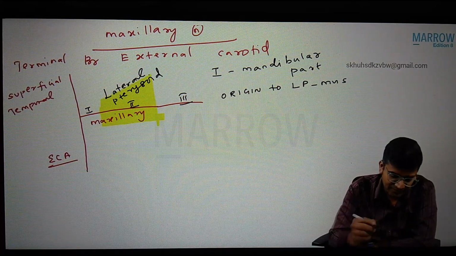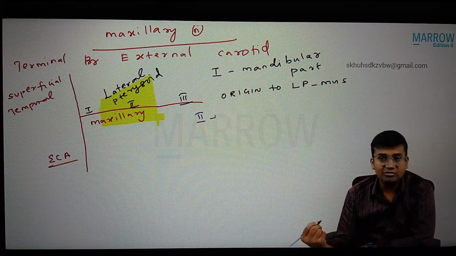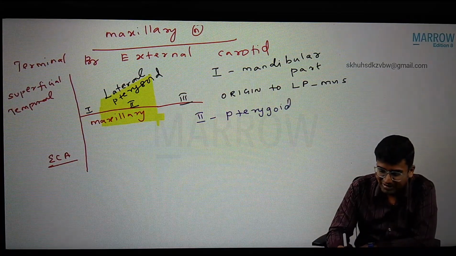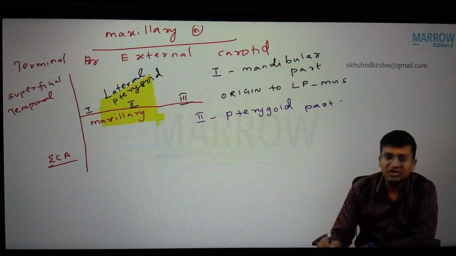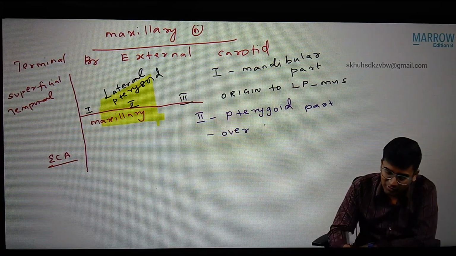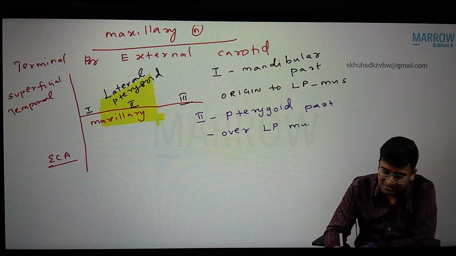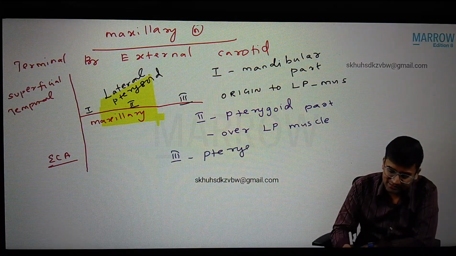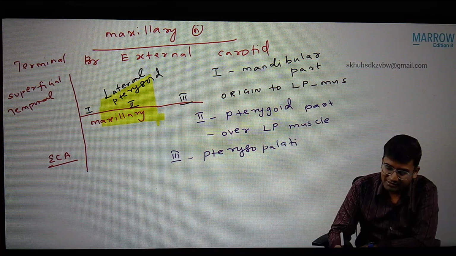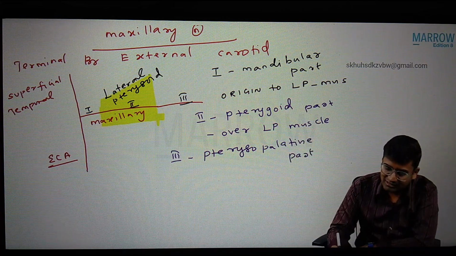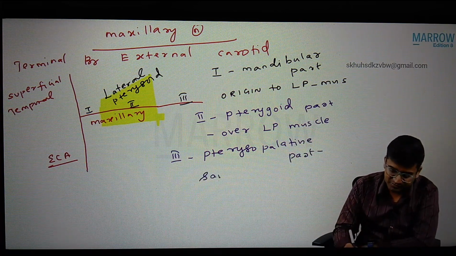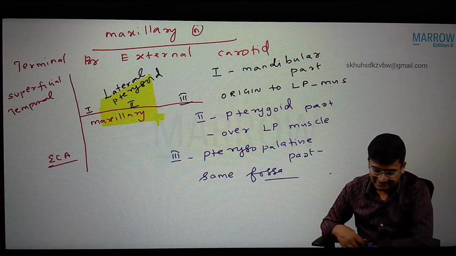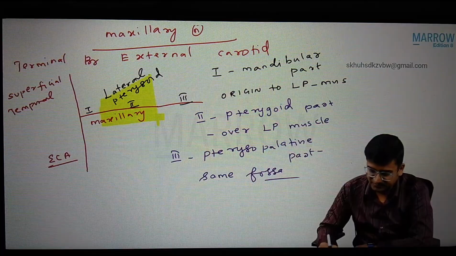Now the second part of the maxillary artery is called the pterygoid part. The pterygoid part is present over the lateral pterygoid muscle. Now the third part, the pterygopalatine part, is present in the pterygopalatine fossa. So these are the three parts of the maxillary artery.